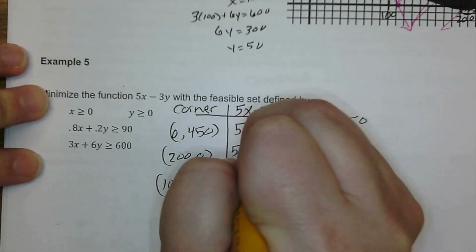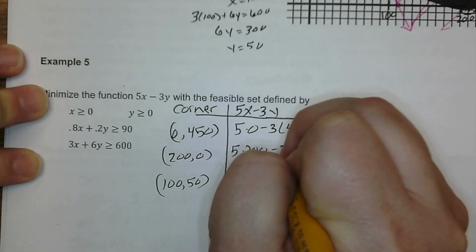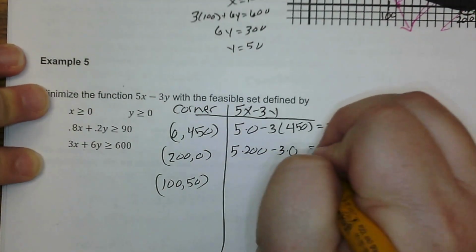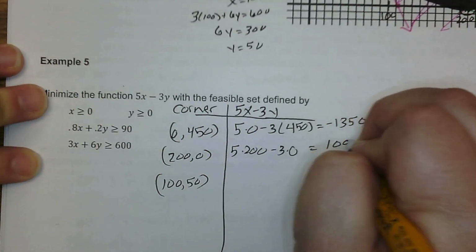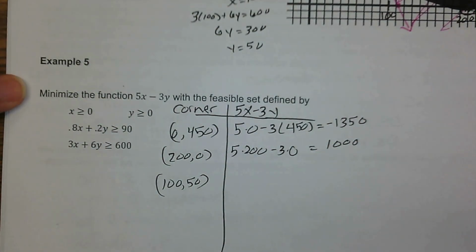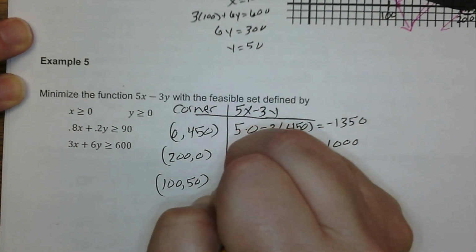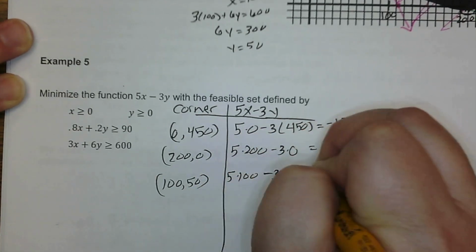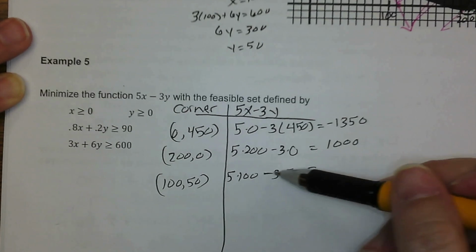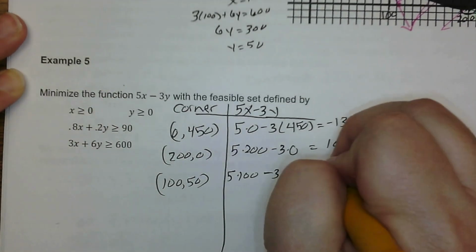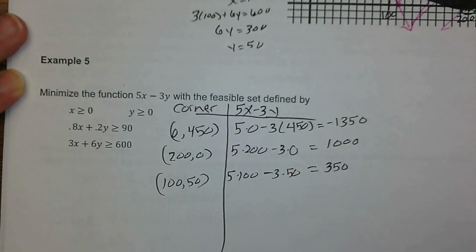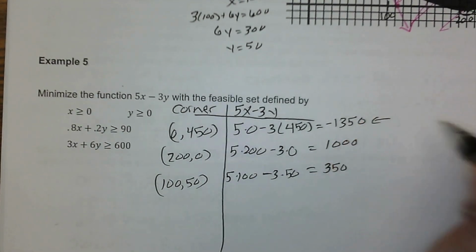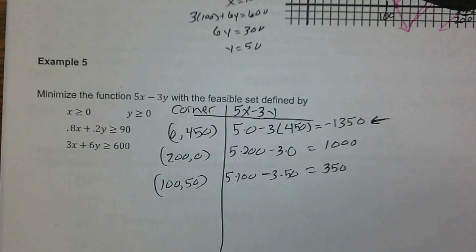5 times 200 minus 3 times 0. 5 times 200 is positive 1000, so definitely not the minimum. 5 times 100 minus 3 times 50. This is 500 minus 150, so 350. We're trying to minimize, so this here appears to be our minimum.